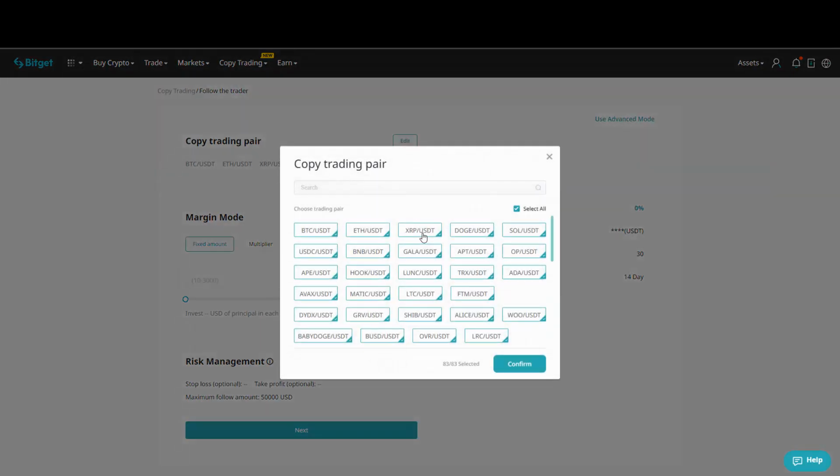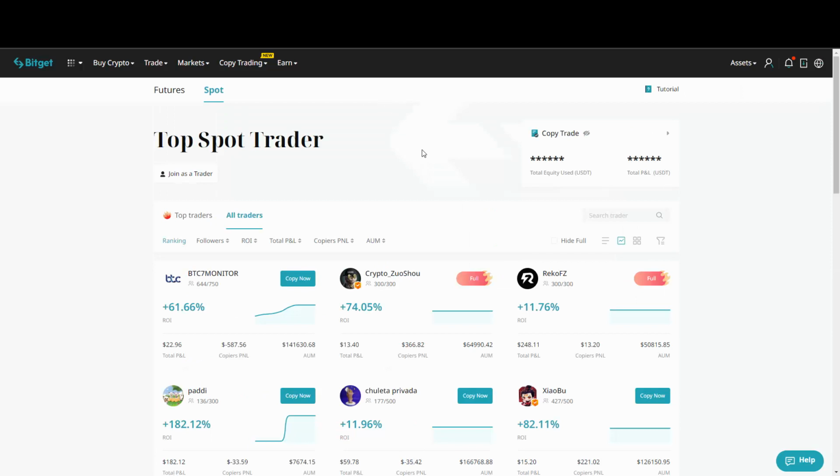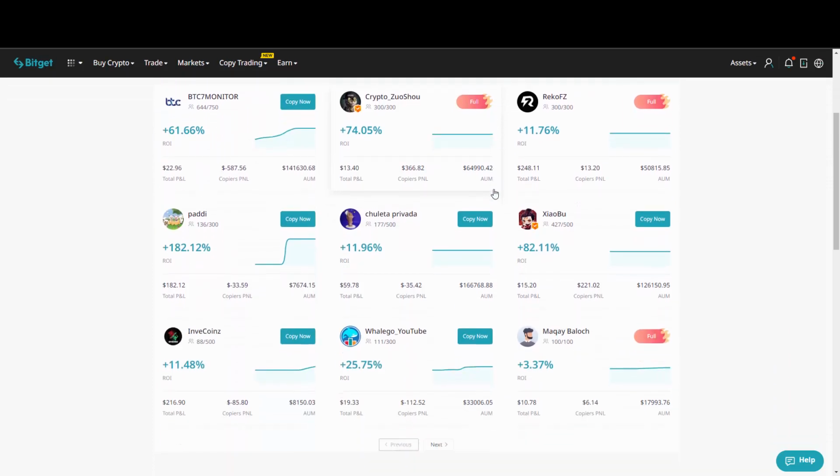In my experience, if you want to trade with all of these pairs, you will need to have a higher capital. If you don't have that much capital, go with a trader who is not using a lot of pairs. Right now, you're going to see that this one is using 83. That's a lot, okay? But we have others who are using fewer pairs. So you can be clicking and checking how many pairs this person is using.